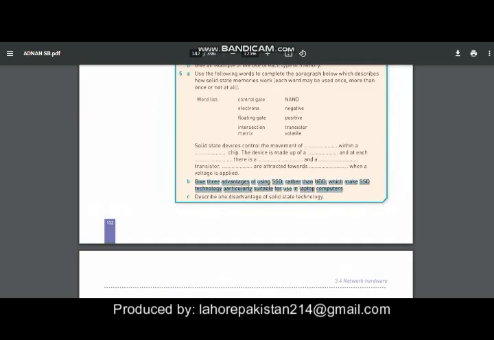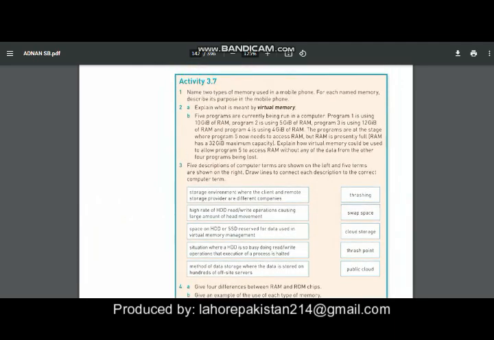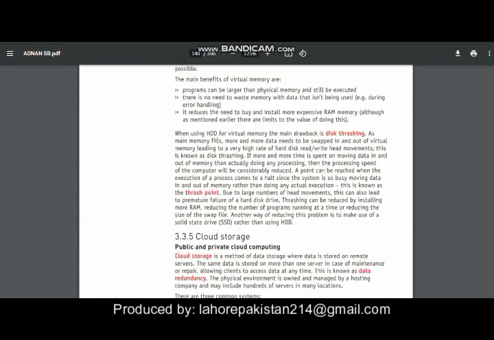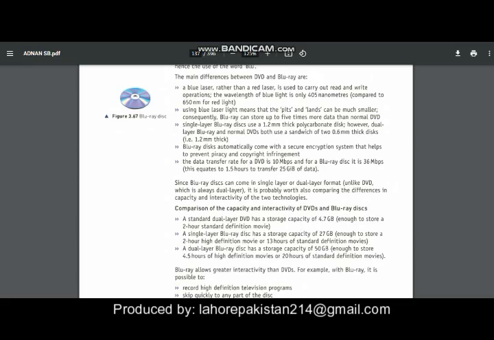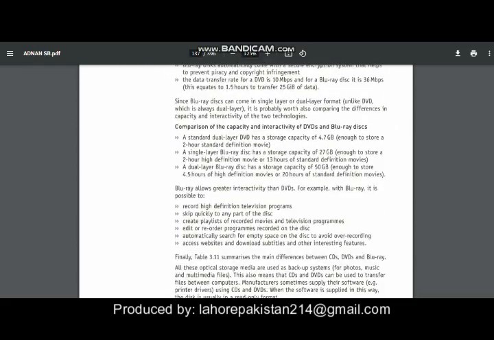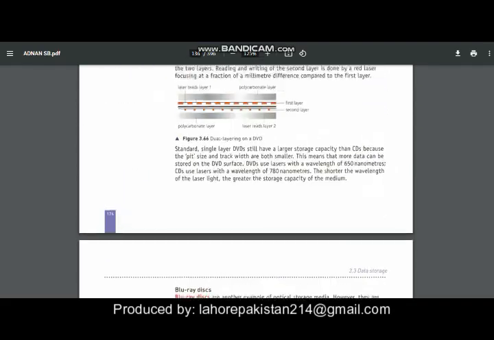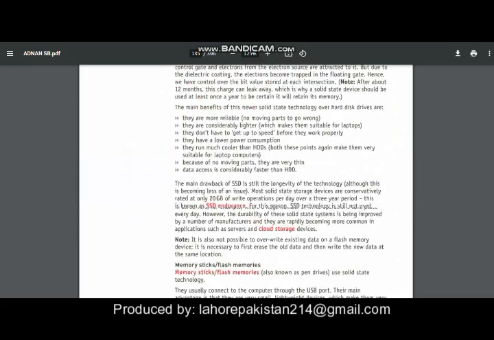Let's move on to the second part. Give 3 advantages of using SSD rather than HDD, which make SSD technology particularly suitable for use in laptop computers. This answer is written in your book. They have asked you to write only 3 points, so we will write only 3 points in the answer.